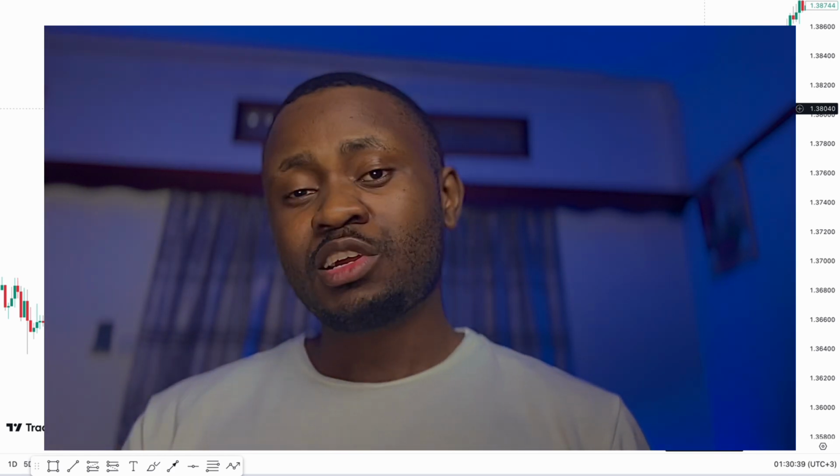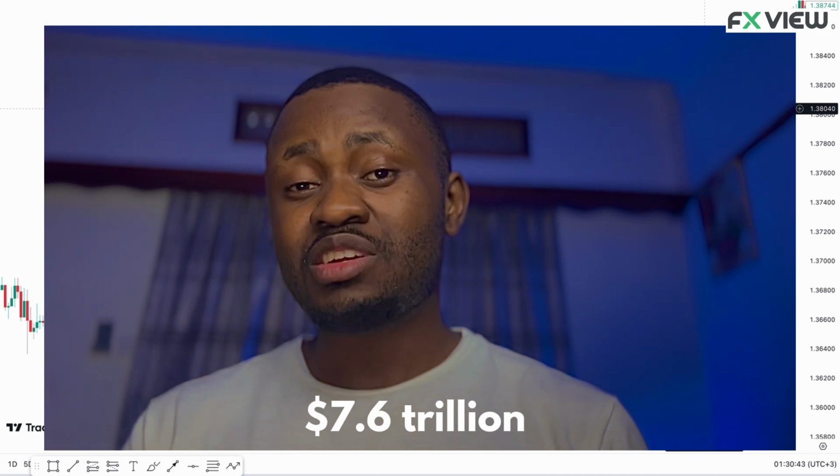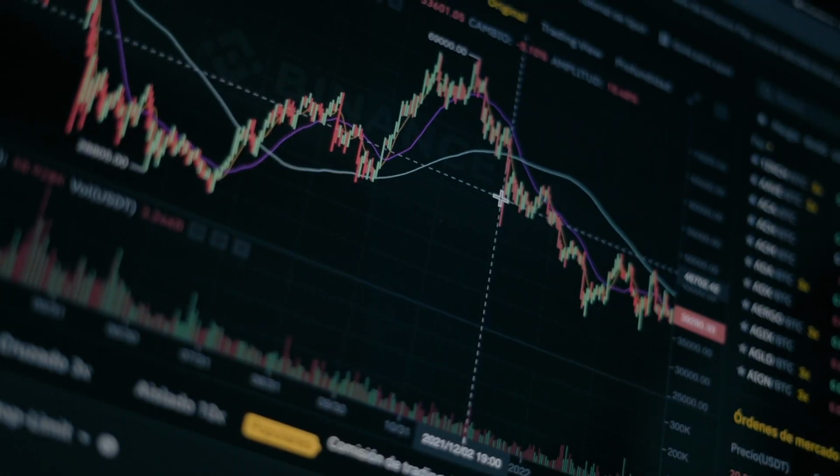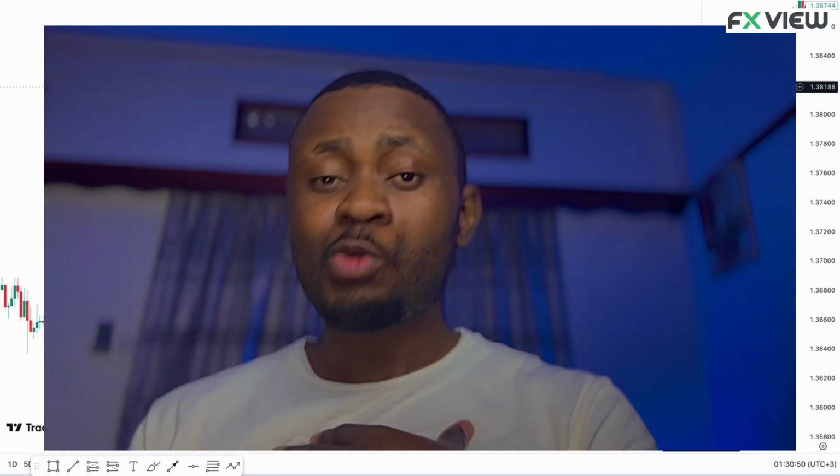Now, why do I recommend supply and demand? As of now, you should know that we have a volume of $7.6 trillion that is being moved every single day in the forex market, and 95% of this is controlled by the banks, meaning we retail traders don't have really much money to control the market or move the market in any way.